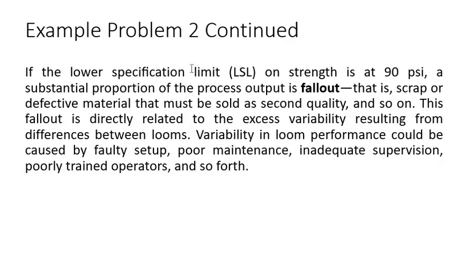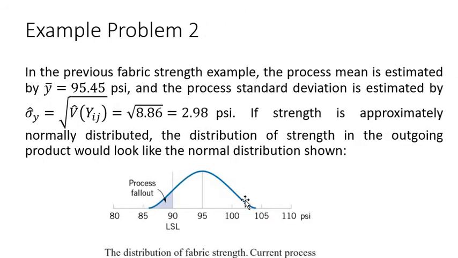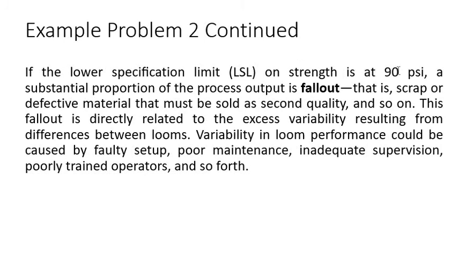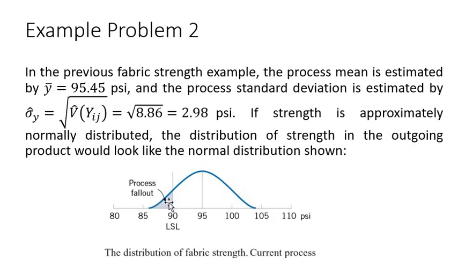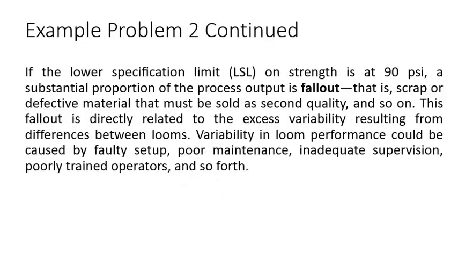So if the lower specification limit, LSL, on strength is at 90 psi, a substantial proportion of the process output is fallout. This is what you call fallout, less than the lower specification limit. It means that it is scrap or defective material that must be sold as second quality, and so on. This fallout is directly related to the excess variability resulting from differences between looms.